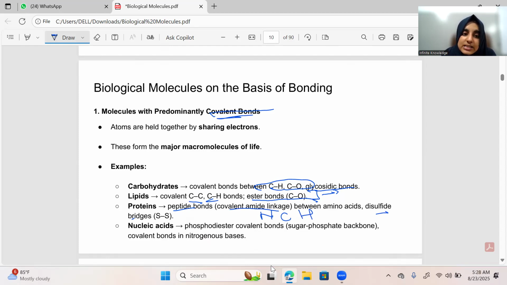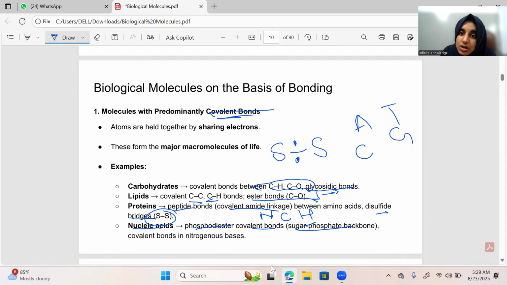What do you mean by disulfide? It means two sulfur atoms with a single covalent bond between them, which means they are sharing two electrons. Next, we have nucleic acids that have a phosphodiester covalent bond in the sugar phosphate backbone. There are also bonds between the nitrogenous bases: adenine and thymine form a bond, and cytosine and guanine form a bond, right?